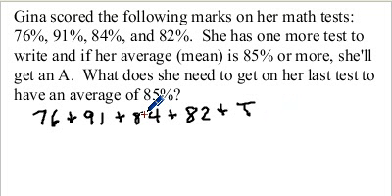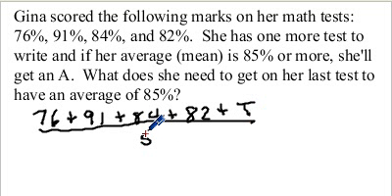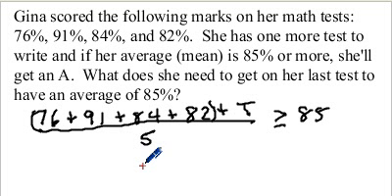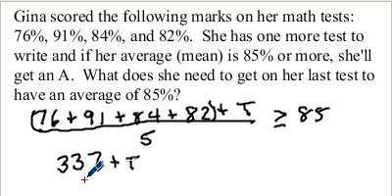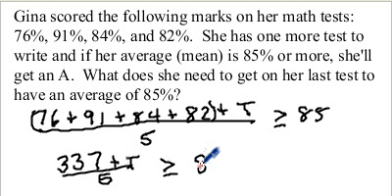It has to be, and if we take all of that and divide it by 5, because there are 5 numbers, and to find the average we divide by the number of numbers, it has to be greater than or equal to 85. So it will help if we simplify this by actually adding all these numbers up and finding out what they are. And if we add those all together, we get 337 plus t divided by 5 greater than or equal to 85.